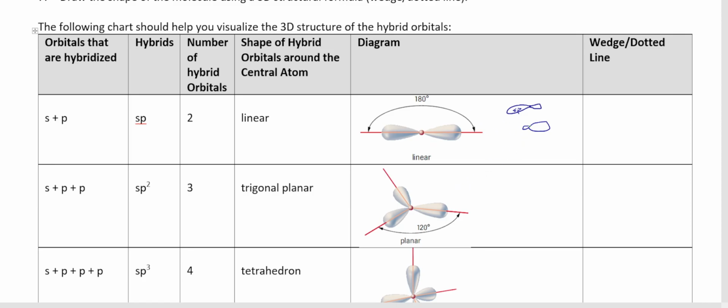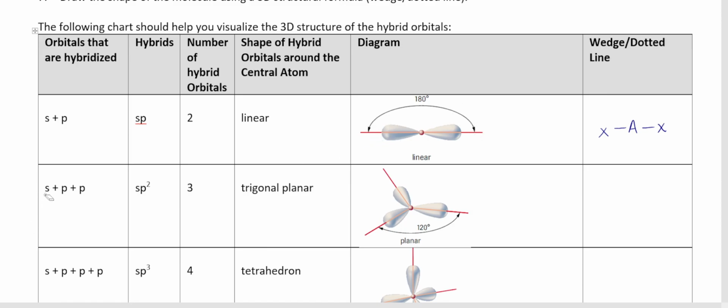They're overlapping, right, and they create 180 degrees, and so the shape right there is linear. All right, so this is my wedged and dotted line diagram. A is the central atom and X is the surrounding atoms, and the bond angle is 180 degrees.